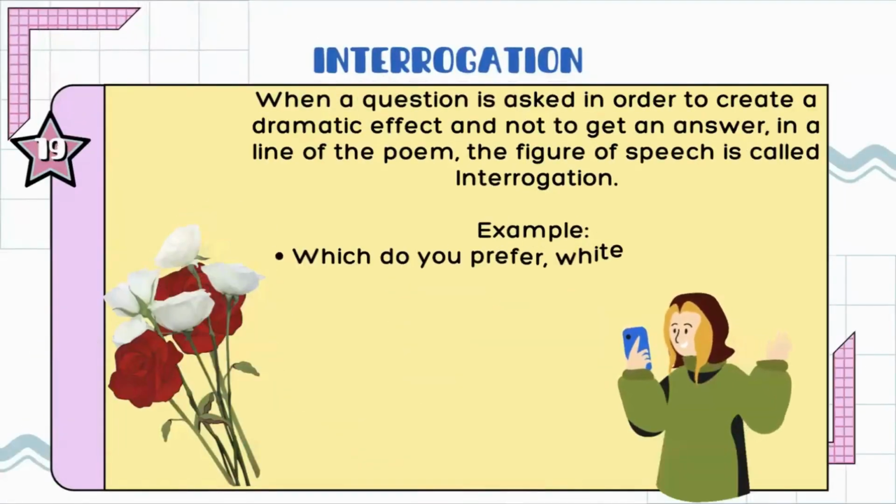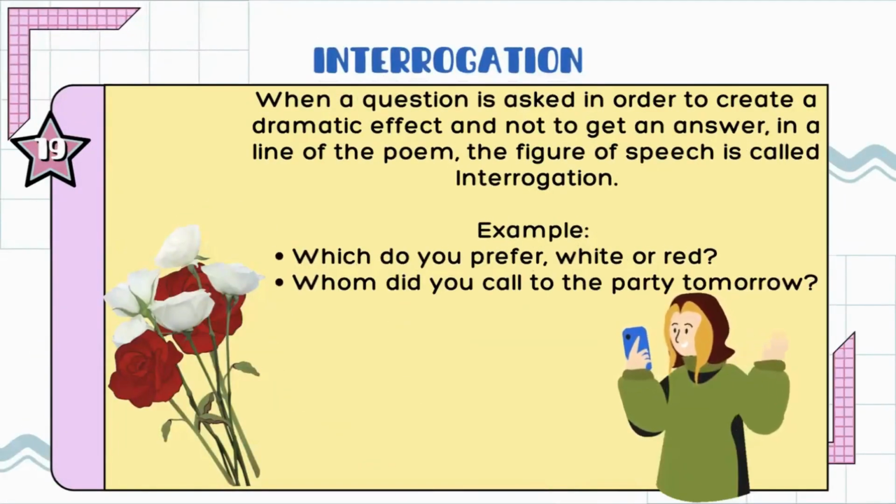Next figure of speech is interrogation. When a question is asked in order to create a dramatic effect and not to get an answer in a line of the poem, the figure of speech is called interrogation. So we ask a question not for the sake of getting an answer, but to make a point more effective. All right, so let's see the example.